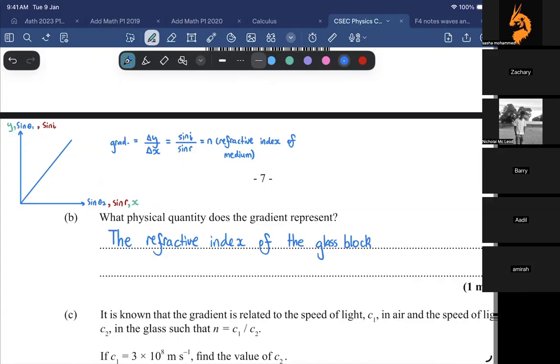Well, now I understand, sir, because I didn't understand what they mean by physical quantity. I thought they were talking about like the SI unit or something like that. Now they want to know what does this represent? What does this mean? What does the gradient represent? A similar type of question they like to ask. Let me show you, right?